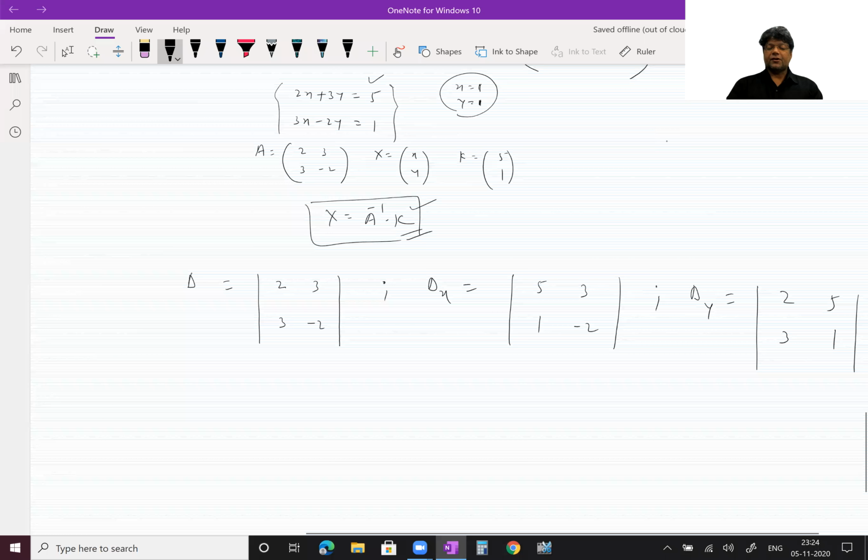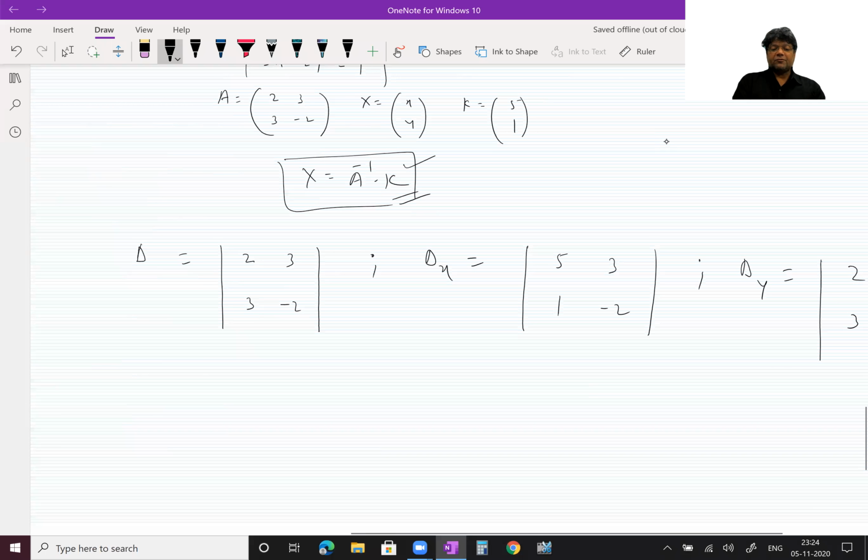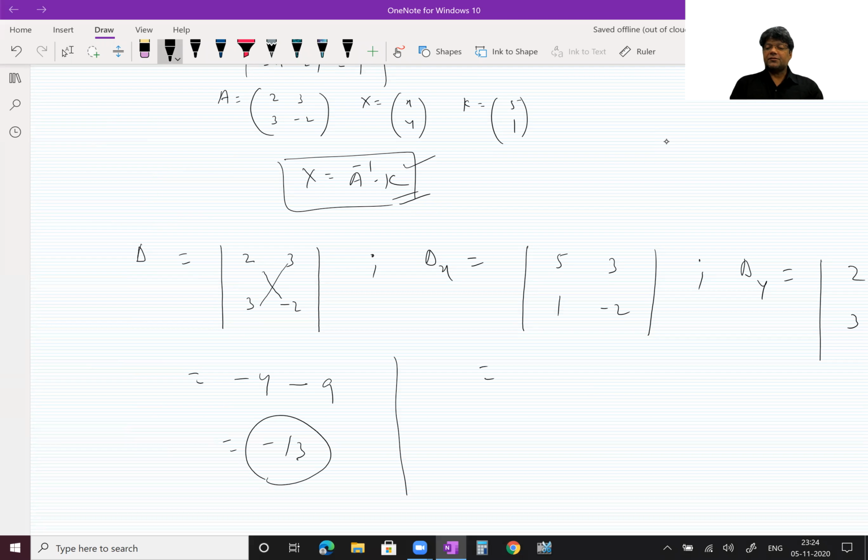Now calculate their values. So 2 by 2 you can easily calculate. Left into left first. So 2 into minus 2 is minus 4. Give a minus sign. Now 3 into 3 is 9. So it came minus 13. Now your delta x is equal to how much? Left first, guys. 5 into minus 2 is minus 10, minus 3 into 1. That is this, minus 13.